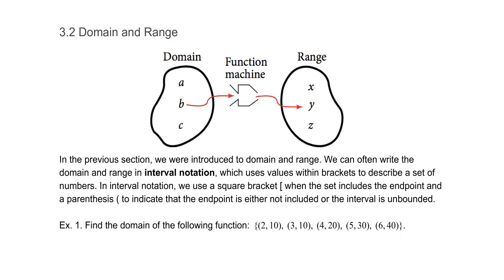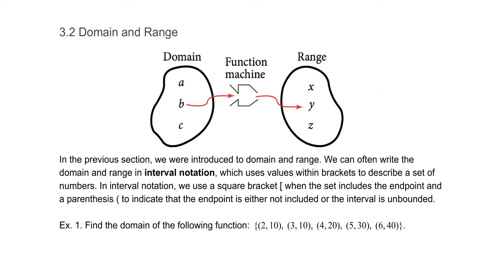Section 3.2, Domain and Range. In Section 3.1, the last section, we did talk about domain and range. We mentioned them in the context of inputs and outputs. So if we have a function f, that function takes the elements of our domain and maps them to elements in our range, our outputs.